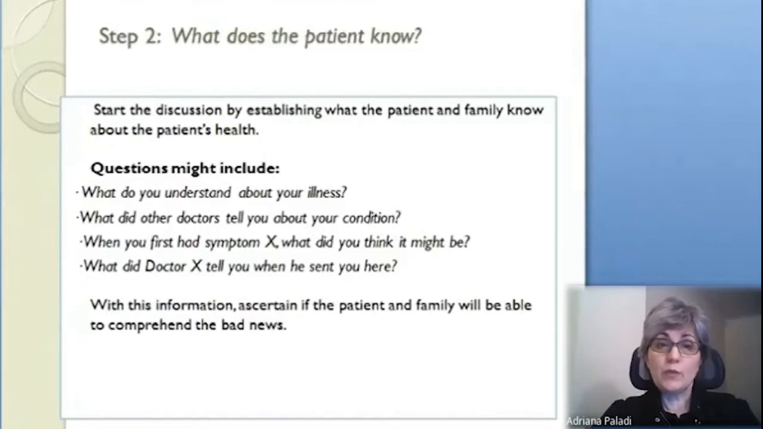Step 2. In this step, the physician should explore what the patient knows about his or her condition. And in this step, the physician might use the following questions.